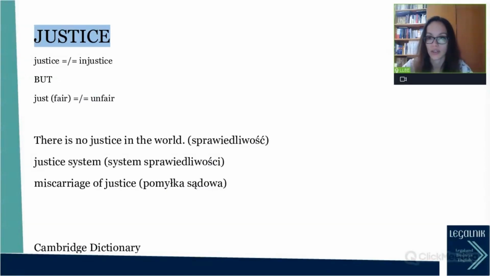All right, justice. We've got justice and injustice, but something can be just or unjust, and then it means unfair. So we've got another prefix here, and some usage examples. The first sentence is: there is no justice in the world. Then we mean sprawiedliwość. We can talk about the justice system, system sprawiedliwości, or about miscarriages of justice, and then we mean pomyłka sądowa. So if a certain court makes a wrongful decision, it's called a miscarriage of justice.